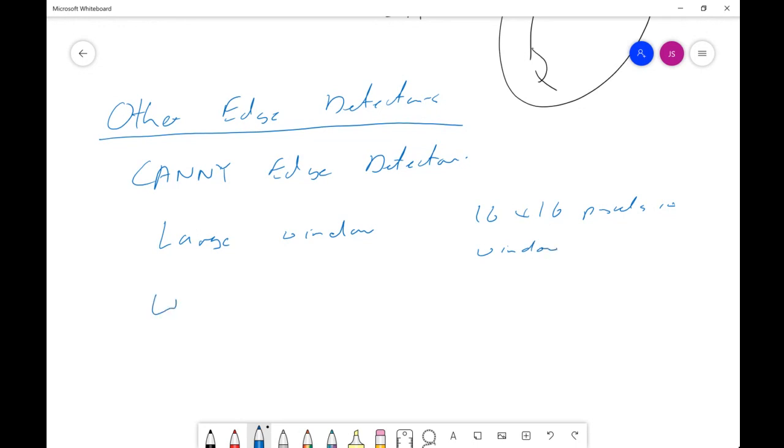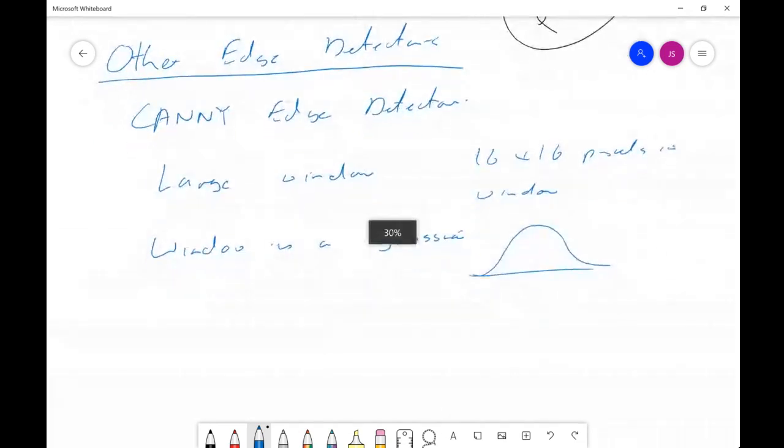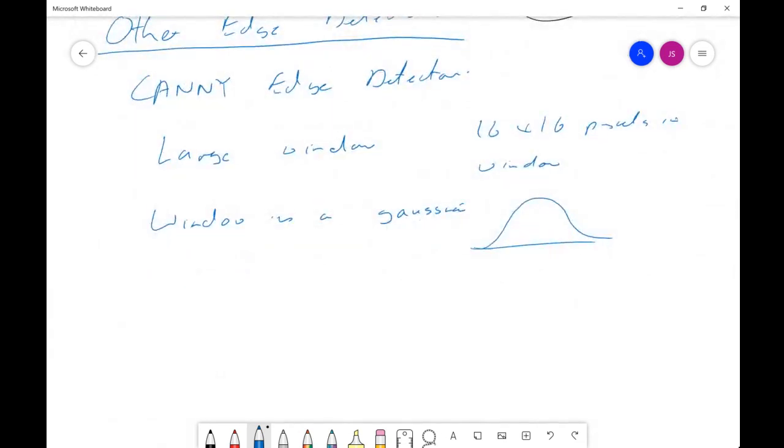And the window is a Gaussian. I.e. the weights horizontally will be a distribution like that, and the weights vertically will be the same. So we get a sort of Mexican hat type of window. And that correlates the image, and you track the maximum output. And no need for threshold. That's a great advantage.